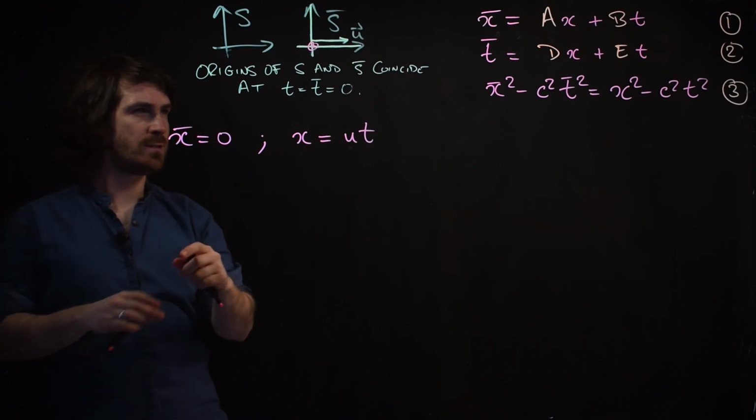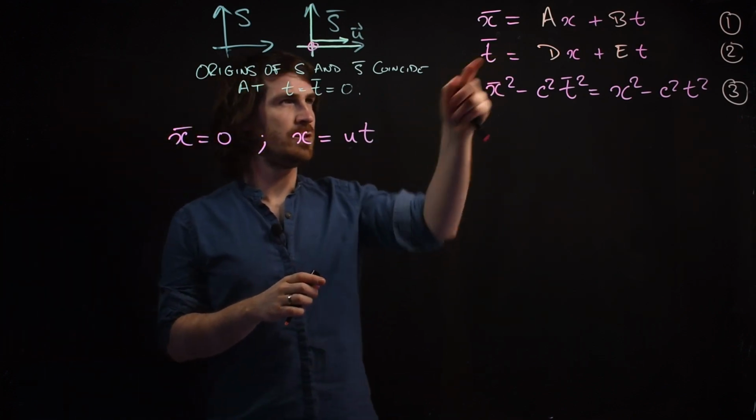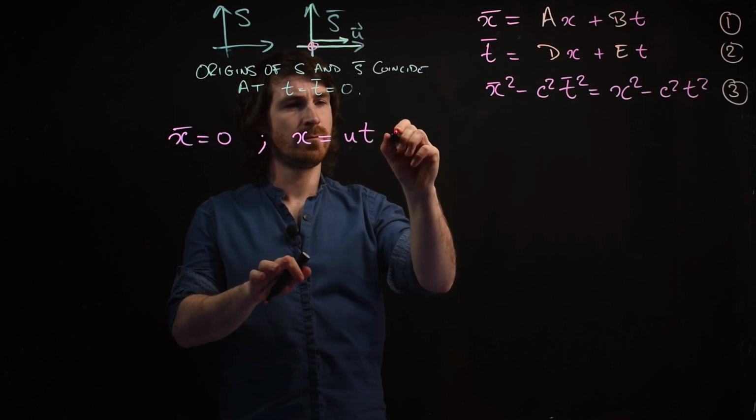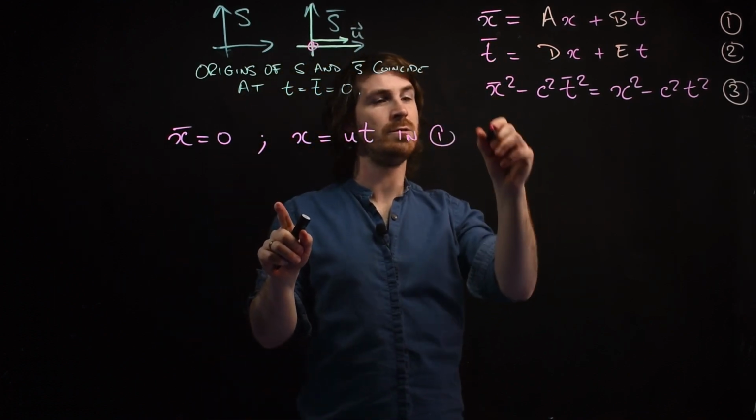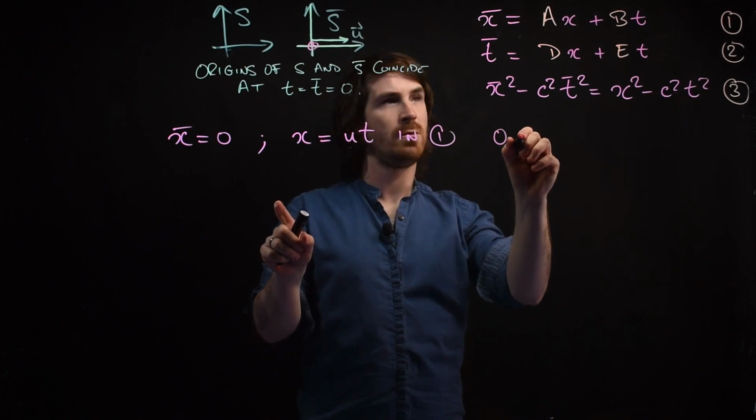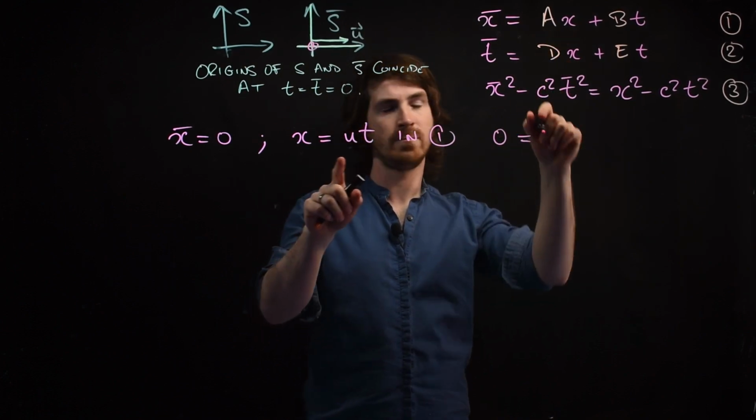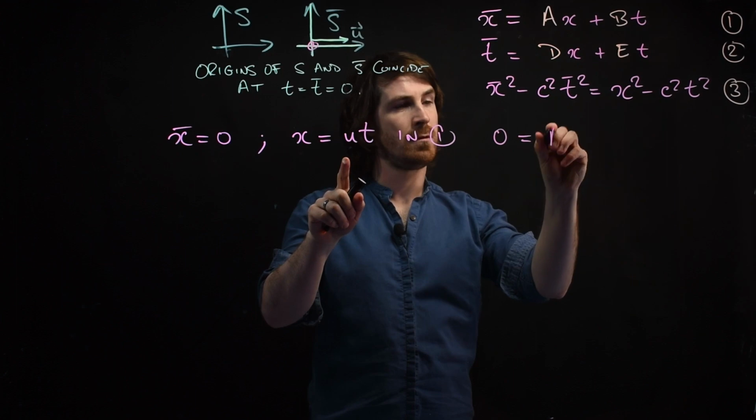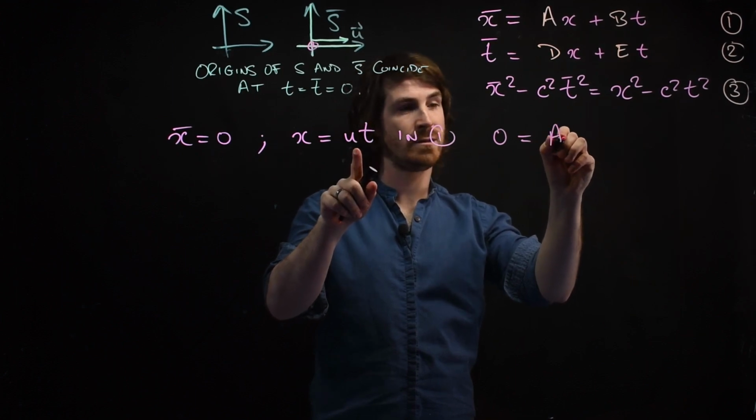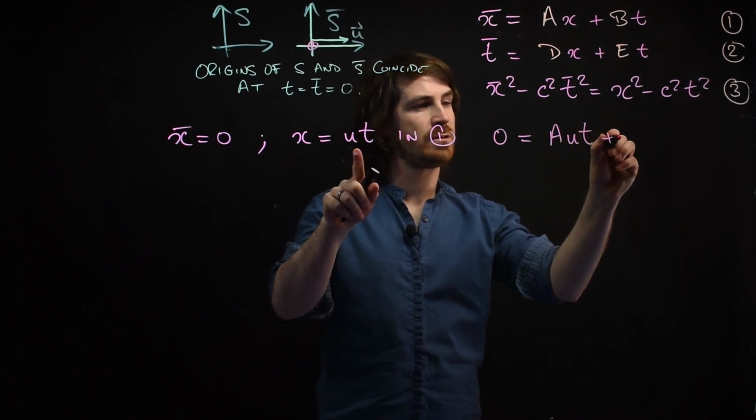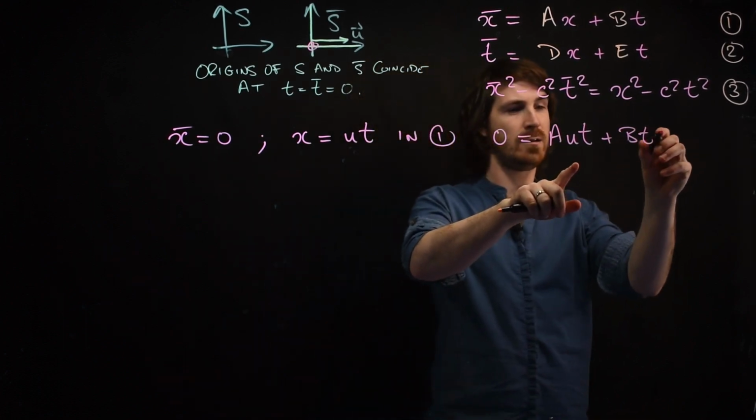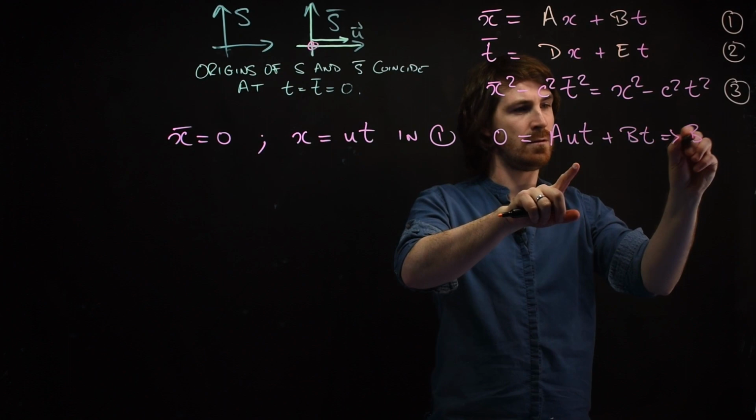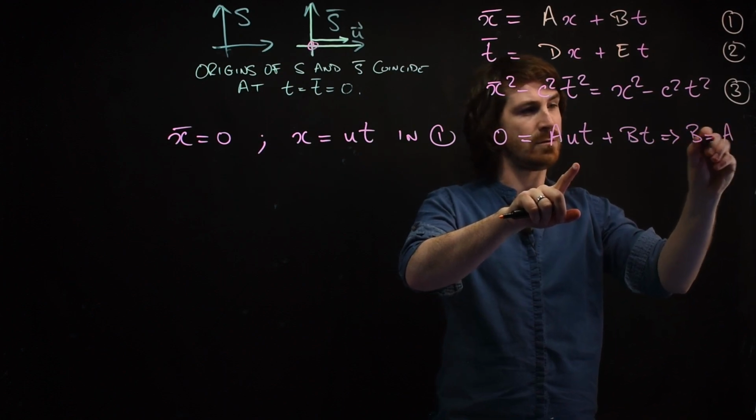So with this in equation 1, we see that x bar equals 0, so 0 equals a times x, and x is ut, plus bt. So this tells us that b is minus a times u.